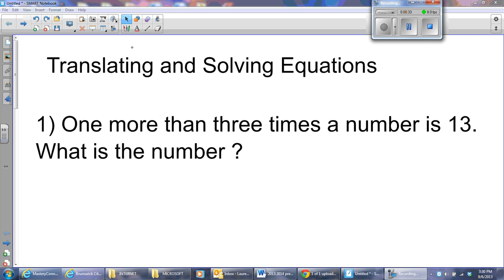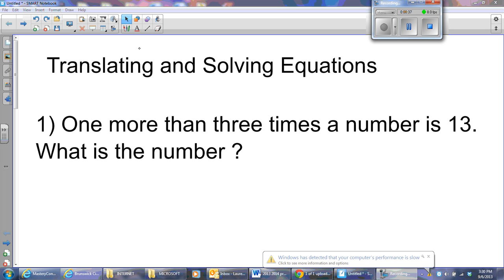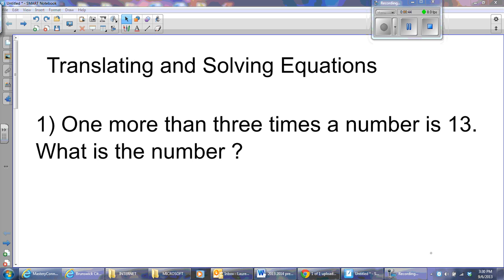Okay, today we're going to be translating and solving equations. Now look, read problem number one. One more than 3 times a number is 13. What is the number? I know most of you are so smart, you can just figure this out. But remember, it's not just about getting the answer, it's about why. You have to be able to take this and translate it into an algebraic equation, because many problems aren't going to be this simple.